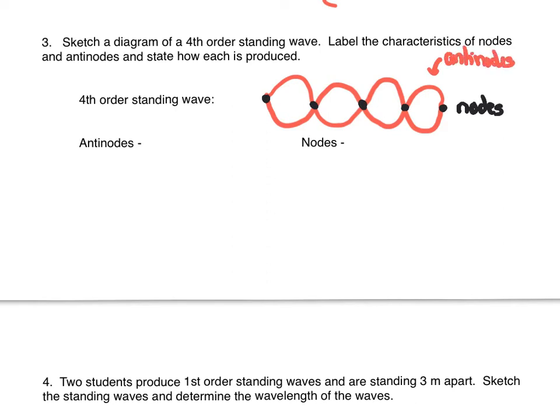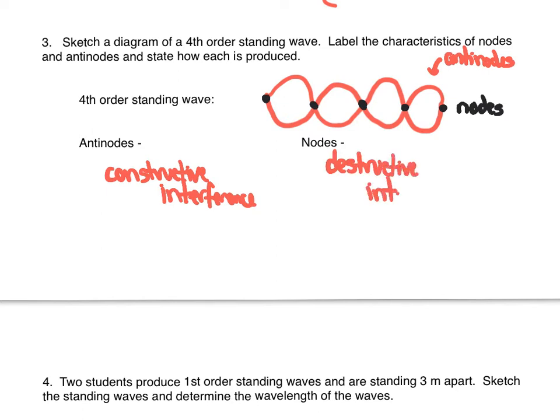Okay, we want to see how are they produced, right? So antinodes, that is by constructive interference because they're making bigger waves. That's the largest part of amplitude of the wave. The nodes are points of zero amplitude, so those are destructive interference. So here we have waves that are continuously interfering, and we don't see their left to right motion, but we see the result of them interfering.